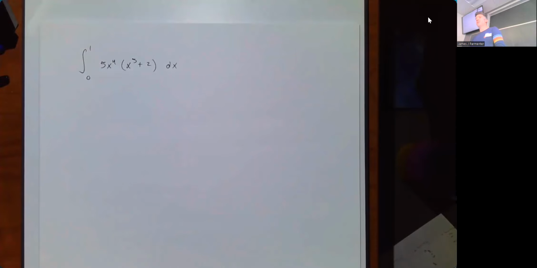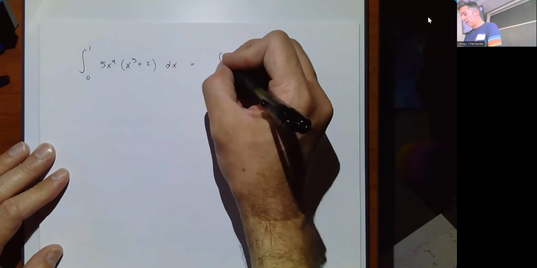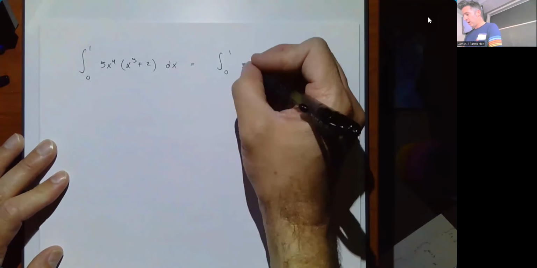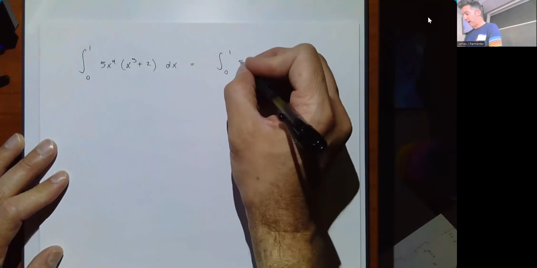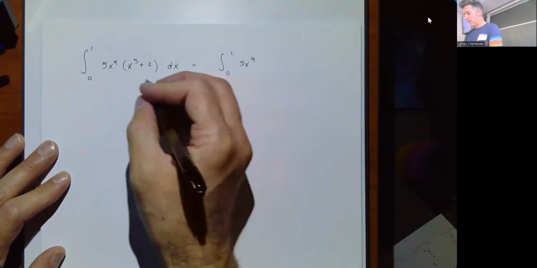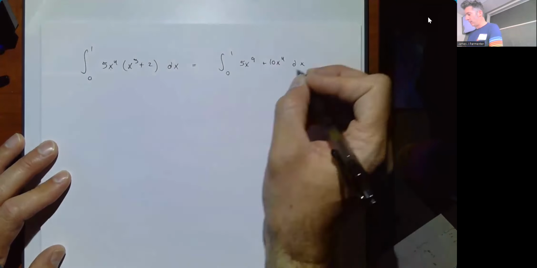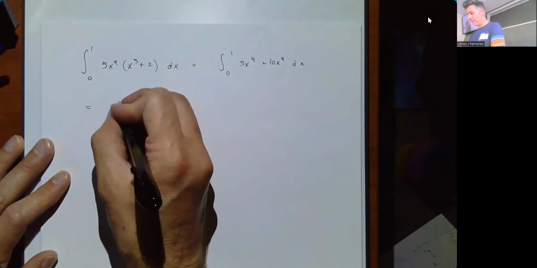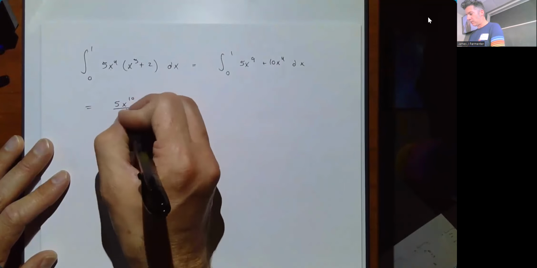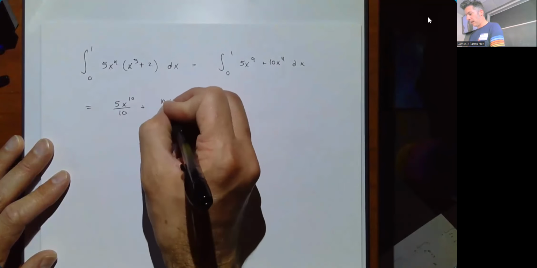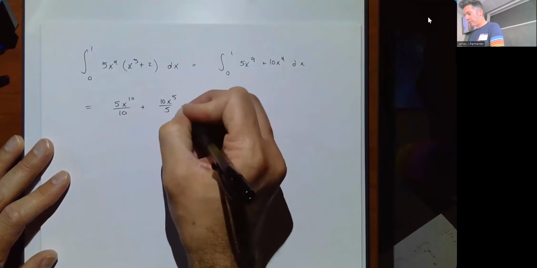I will point out that you could do this easily by multiplying it out. We could totally write this as the integral from 0 to 1 of 5x to the 4th times x to the 5th is 5x to the 9th. 5x to the 4th times 2 is 10x to the 4th. We can anti-differentiate and get 5x to the 10th over 10 plus 10x to the 5th over 5 from 0 to 1.